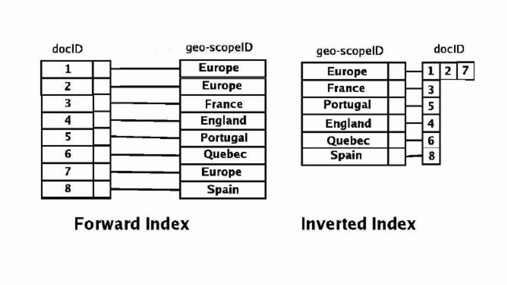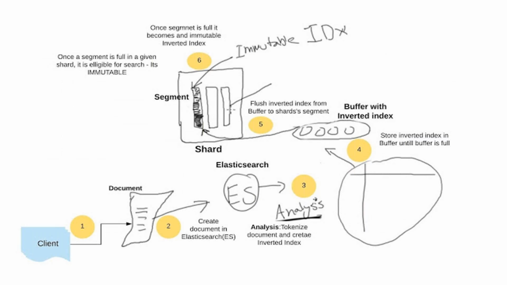Now there is one more concept: the forward index. Though in this Elasticsearch session we are talking about the inverted index, there is a forward index also, and you can compare the forward index and the inverted index. So overall, these are the processes.